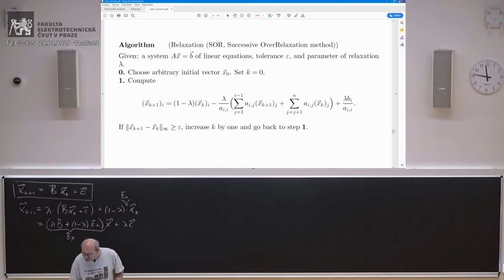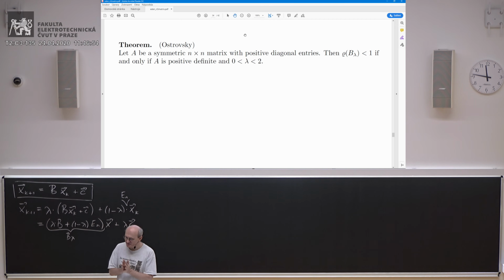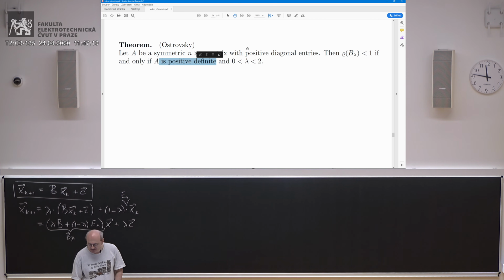To give you some idea how things work, let me first show an interesting theorem, just out of curiosity. If you have a symmetric matrix and you have positive diagonal entries, which is fairly typical, then rho of B_lambda, which is B_lambda for the Gauss-Seidel iteration, is less than 1 if lambda is between 0 and 2 and A is positive definite. So that's an equivalence again, if and only if, which is very interesting. And this tells us that for symmetric positive definite matrices, it makes sense to pick lambda between 0 and 2.